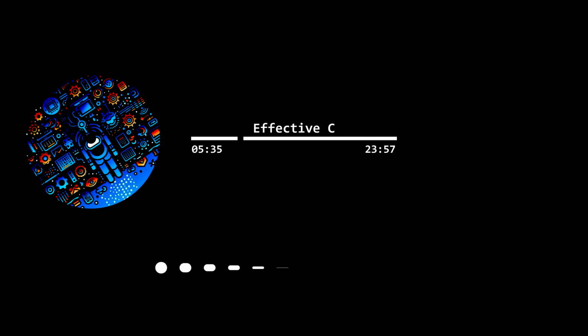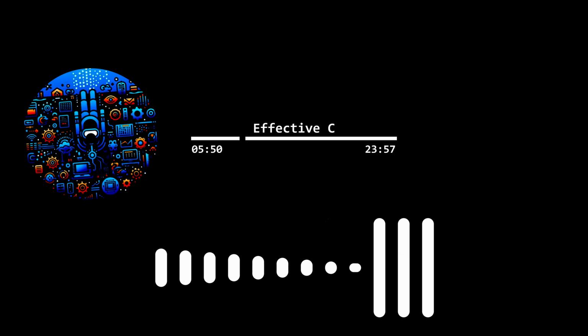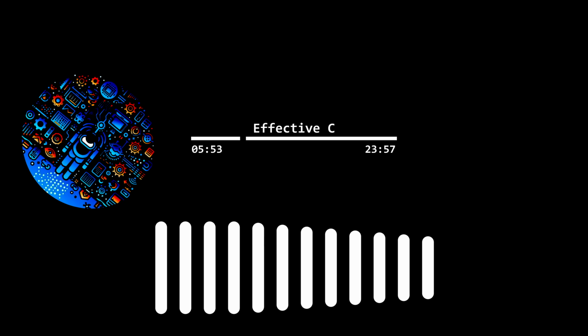Then we have structures, structs, grouping related data. You access members with a dot, or an arrow if you have a pointer to the struct. And unions. Similar idea, but all members share the same memory space. They overlap. Clever for saving memory, right? Store an int or a float, but not both at once. Precisely. And finally, type qualifiers.